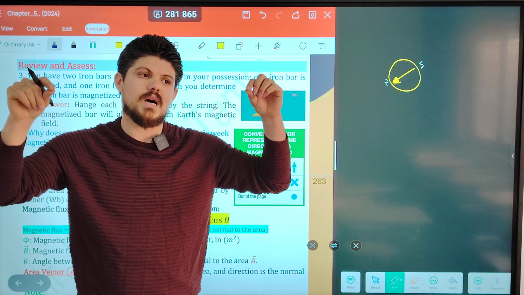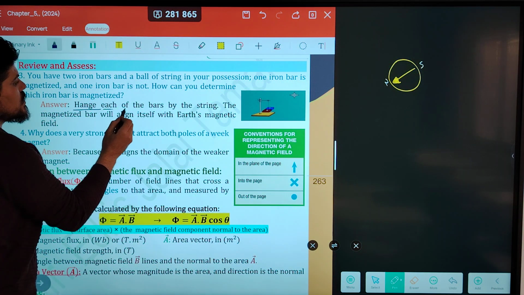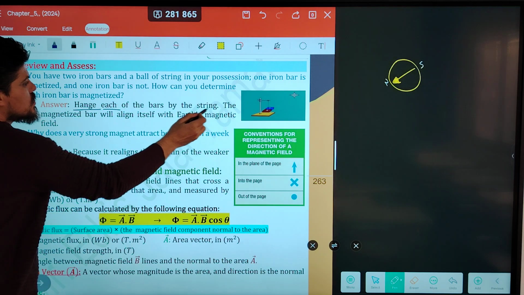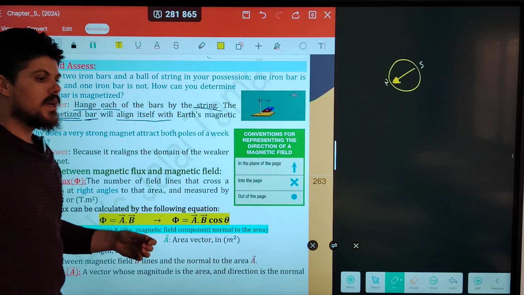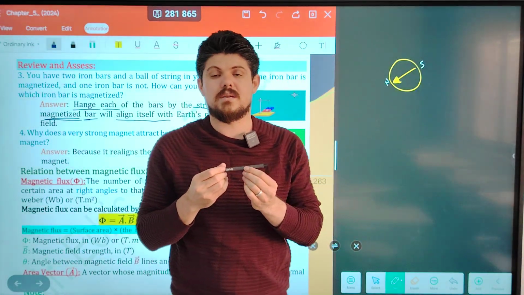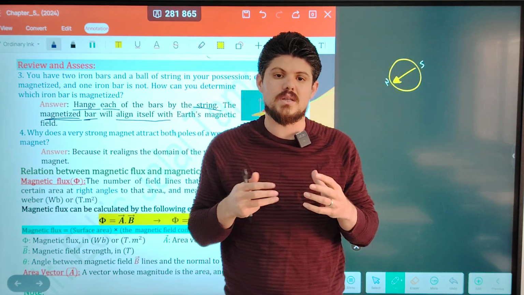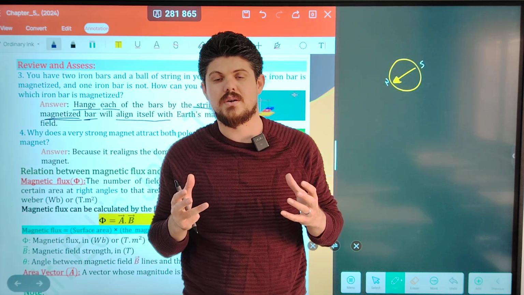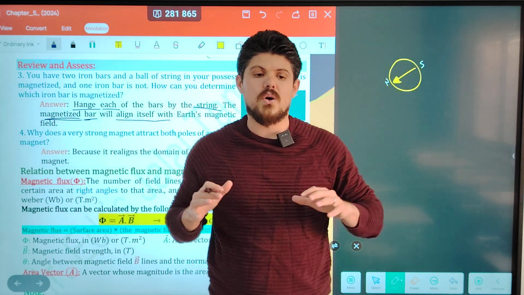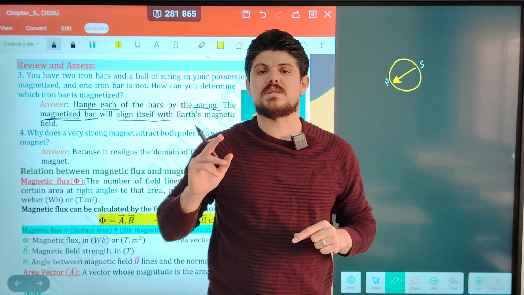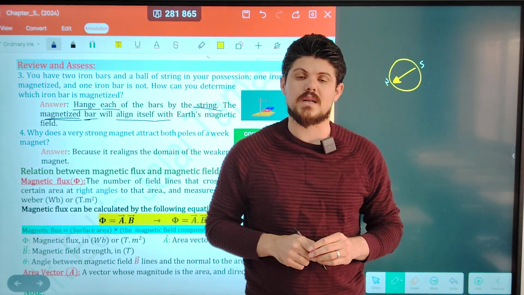If we suspend both iron bars into the air, hanging each of the bars by the string, the magnetized bar will align itself with the Earth's magnetic field. Why? Because at the surface of the Earth, there is a magnetic field. If you put several compasses, all the compass needles are directed in the same direction, and they align with the direction of the Earth's magnetic field.